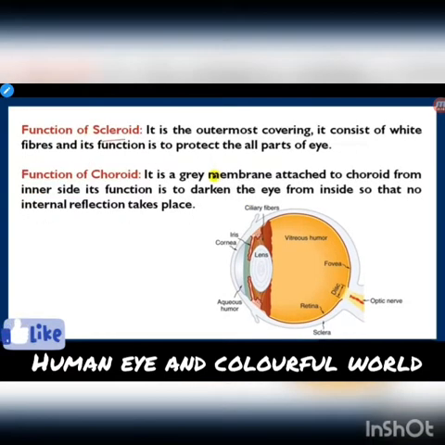Now, what is the function of the sclerotic? It is the outermost covering and it consists of white fibers. The main function is to protect all parts of the eye. And the choroid is a grey membrane attached to the sclerotic from the inner side, and its function is to darken the eye from inside so that no internal reflections take place.